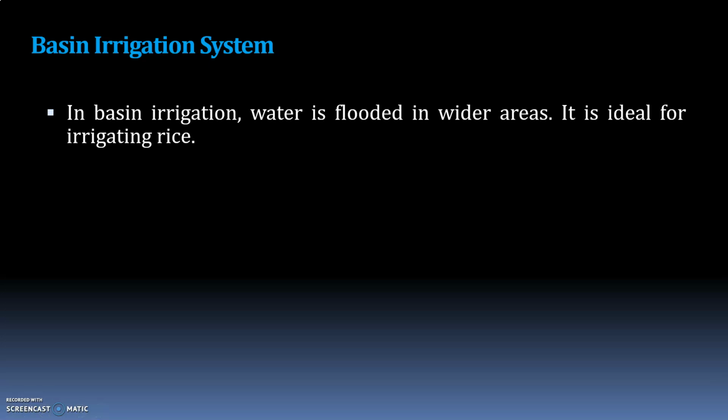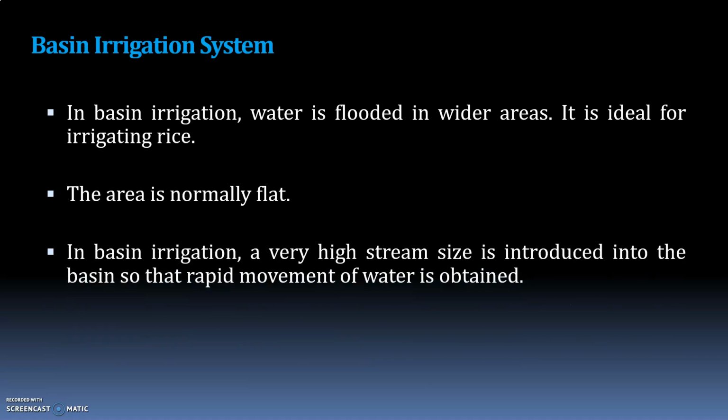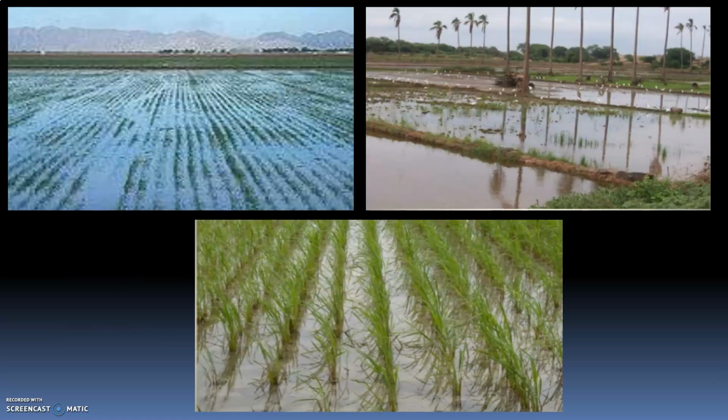In basin irrigation, water is flooded in wider areas. It is ideal for irrigating rice. The area is normally flat. In basin irrigation, a very high stream size is introduced into the basin so that rapid movement of water is obtained. And here water does not infiltrate a lot initially. You can see here. This is about the basin irrigation method.